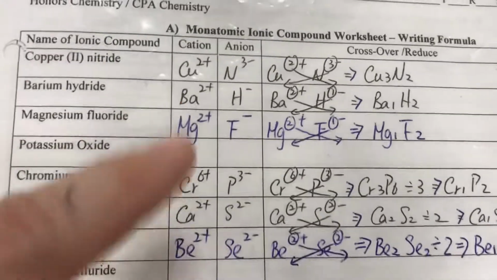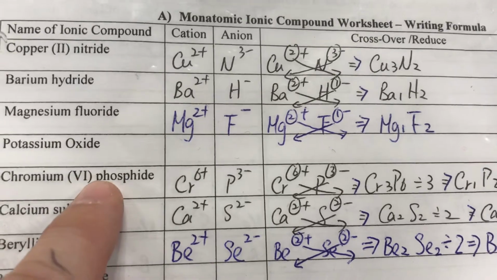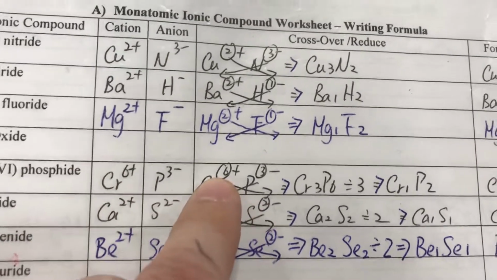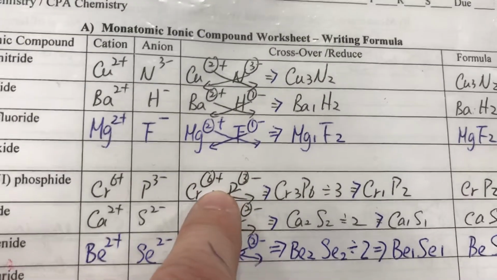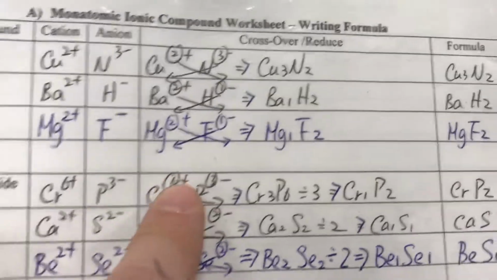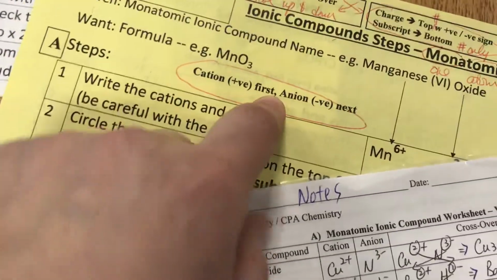So on the worksheet, I'll give you 2 more examples. So now chromium(VI) phosphide, and calcium sulfide, they both do the same thing. You circle the number only. You cross over. Okay, you cross over, bring them to the bottom. Again, do not include the charge. The charge only lets you know that the positive charge goes first, negative charge goes next.